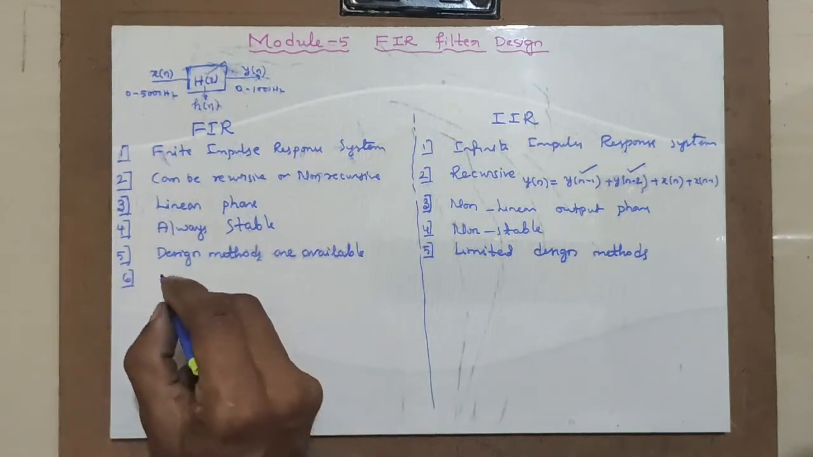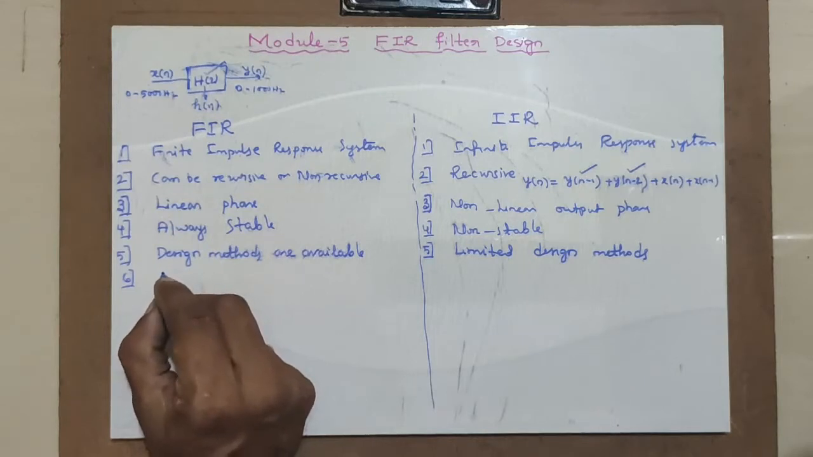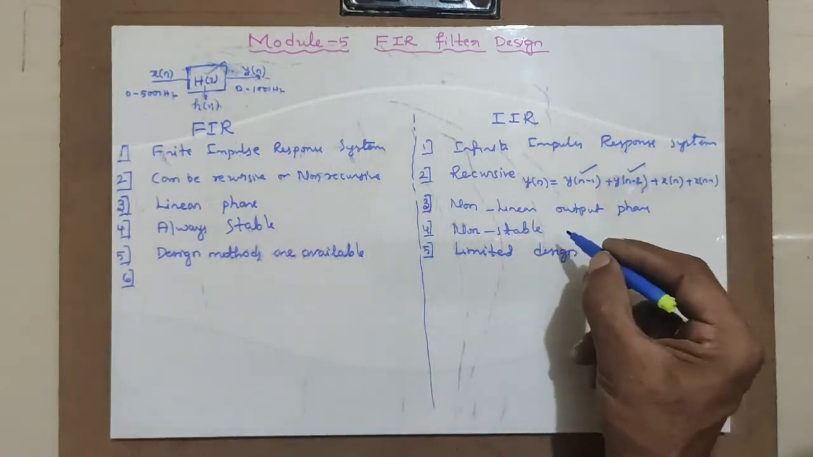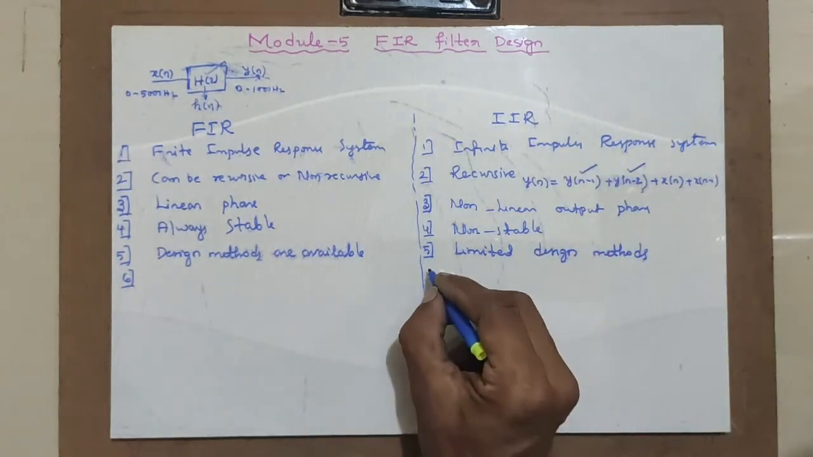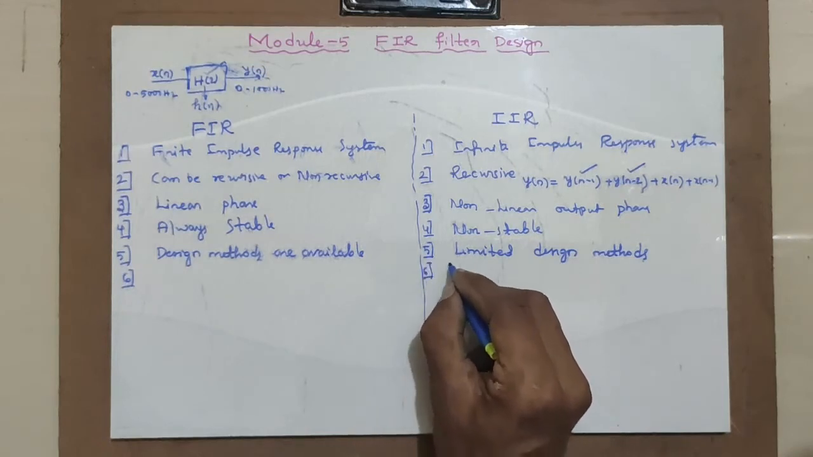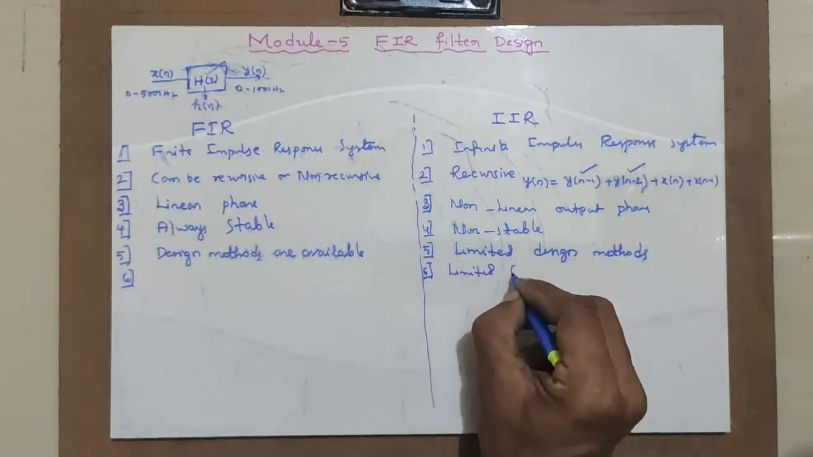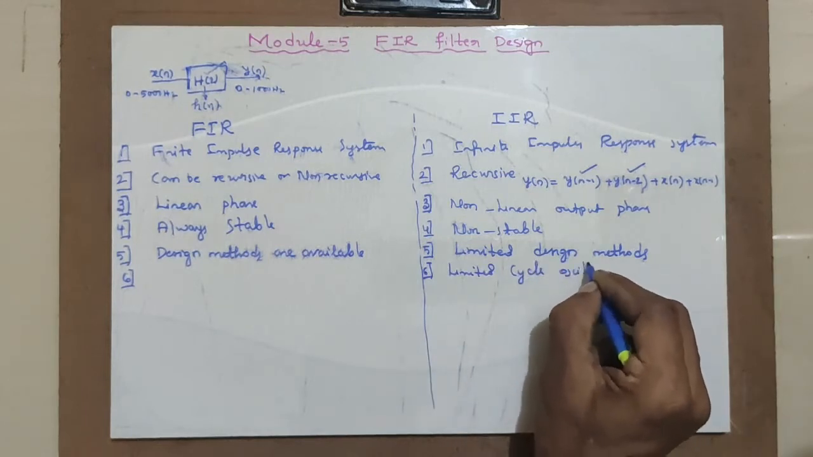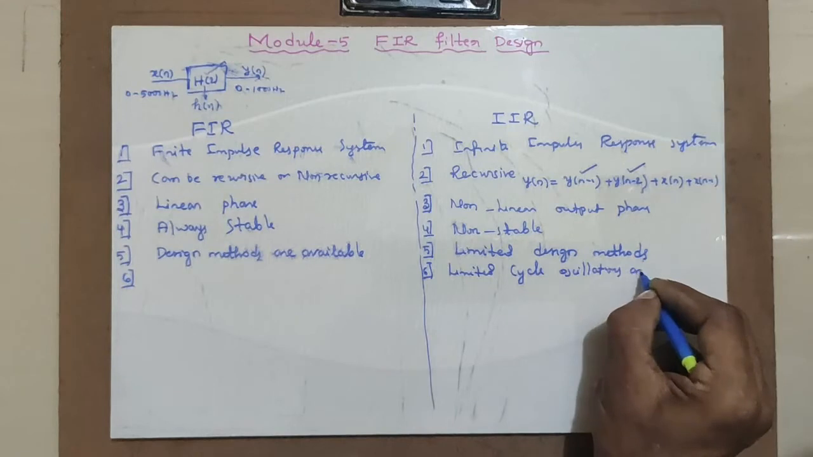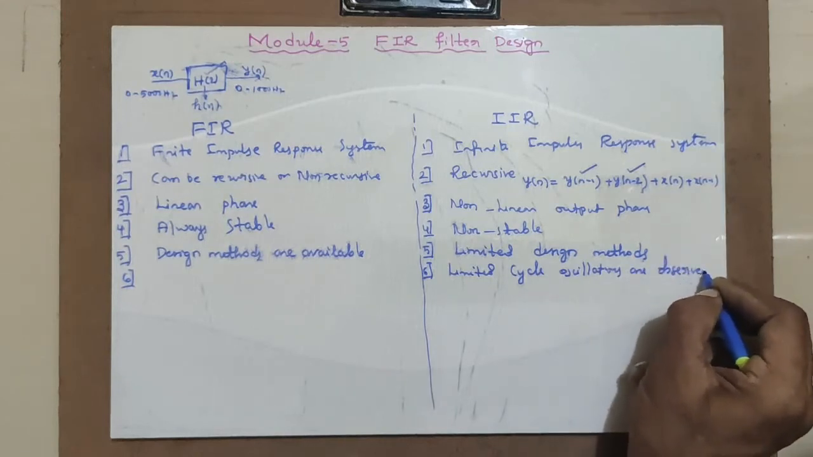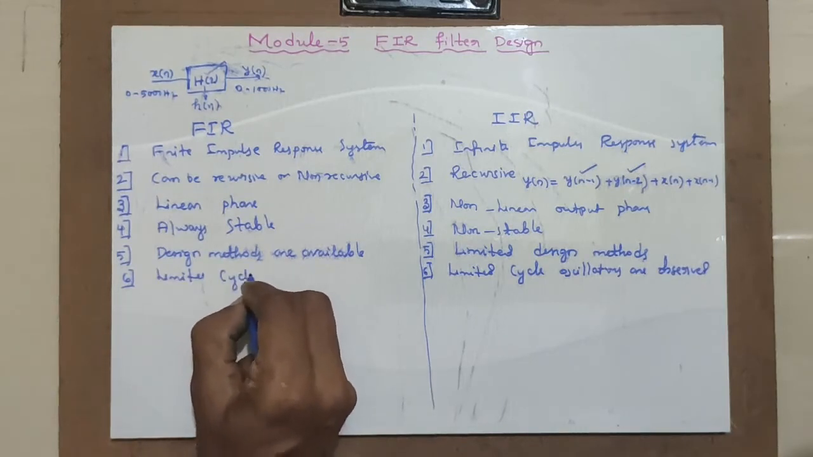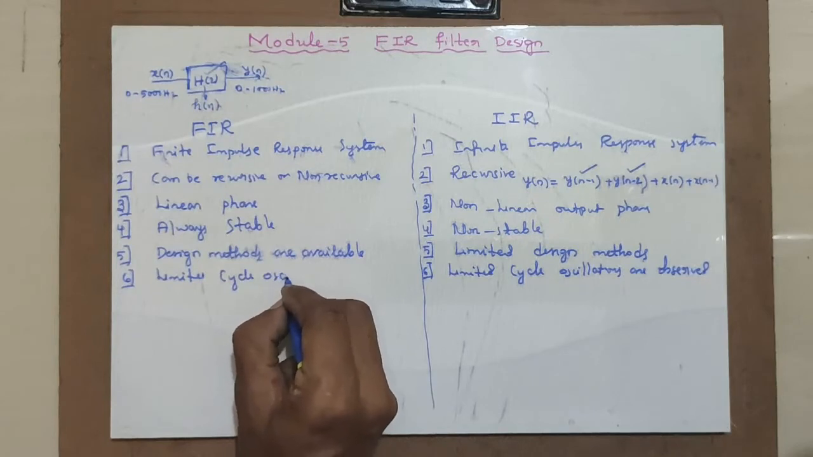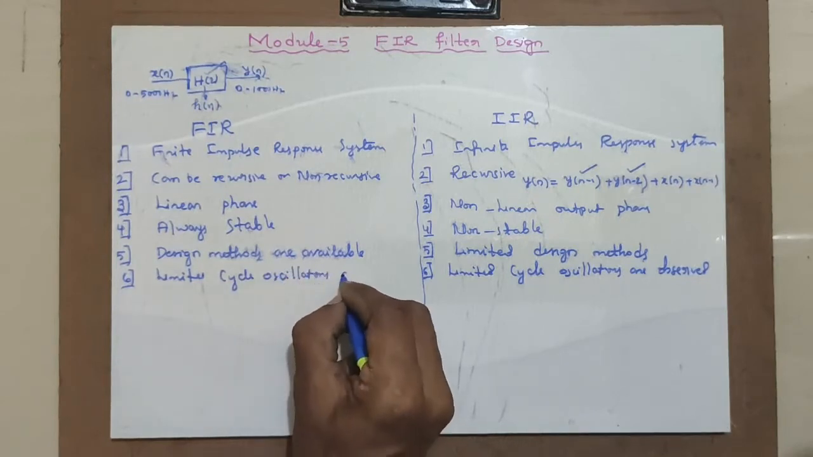Here in case of FIR, limit cycle oscillations are not there. That means, as I told you, IIR systems are not stable. You will observe some oscillations in the output. Hence, I can say that limit cycle oscillations are observed in IIR. In case of FIR, limit cycle oscillations are not observed.